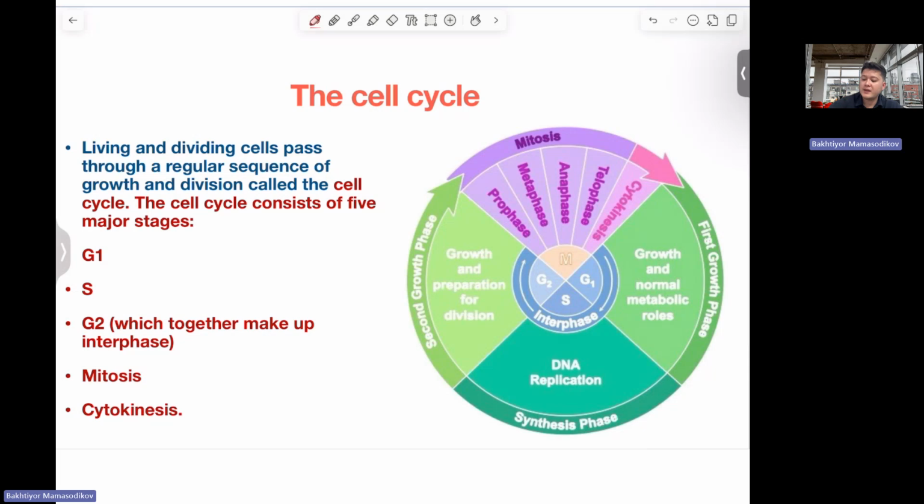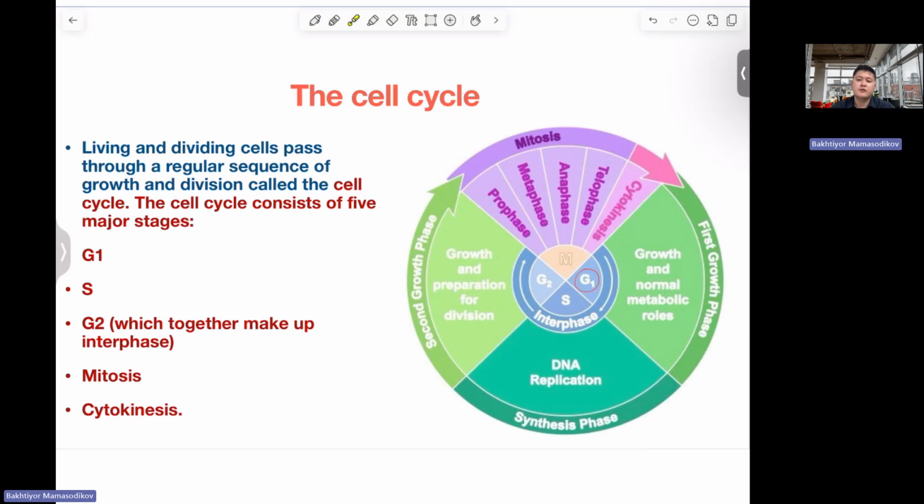It has five main stages. The first stage is G1. The second stage is called S. G1 means growth 1 phase. S means the synthesis phase. G2 means growth 2. These three together, G1, S, and G2, are called the interphase. Then the mitosis, which is a division of the nucleus, and then the cytokinesis.